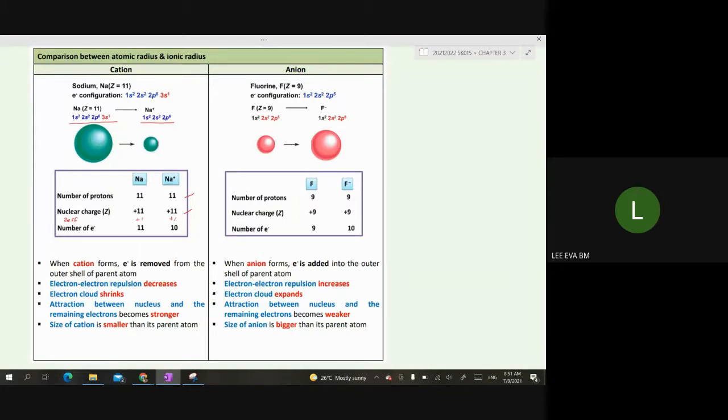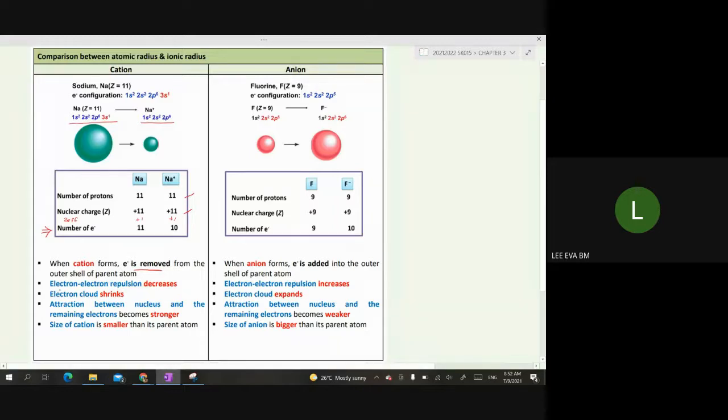Benda yang sama kita tak dapat nak bezakan. So kita kena ceritakan untuk benda yang berbeza. So in this case, we need to talk about the differences in the number of electrons. Looking at the explanation over here, when cations form, electrons are removed from the outer shell of the parent atom. Remember, the parent atom is neutral. Therefore, the electron-electron repulsion decreases. Sebab elektron sudah berkurang, maka dia punya repulsion automatik akan berkurang.